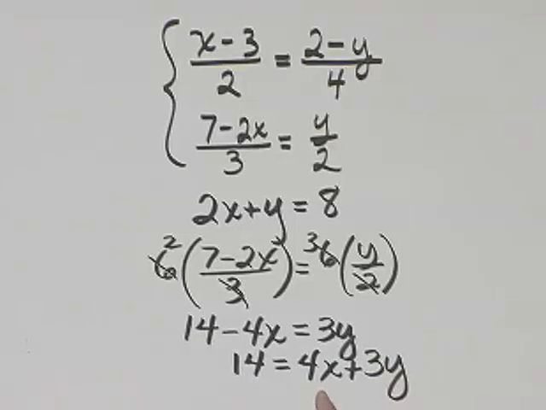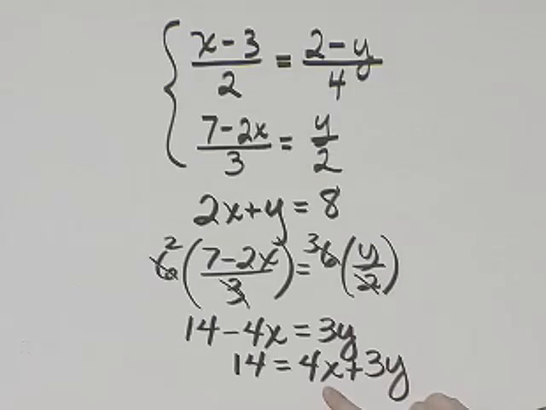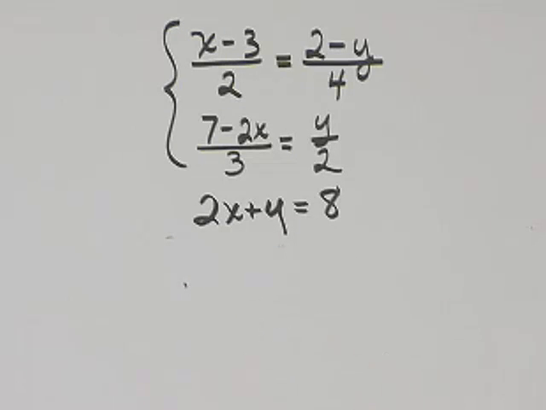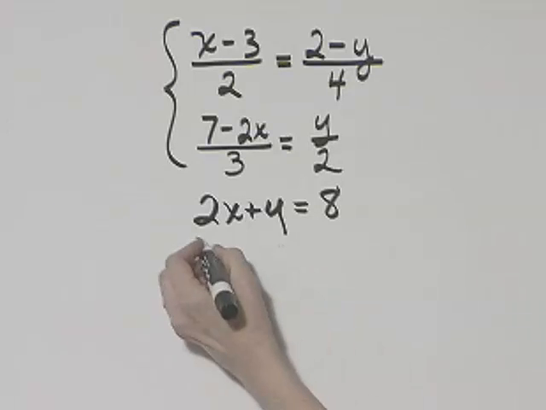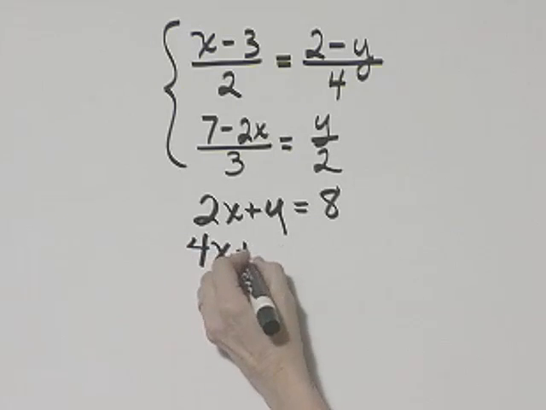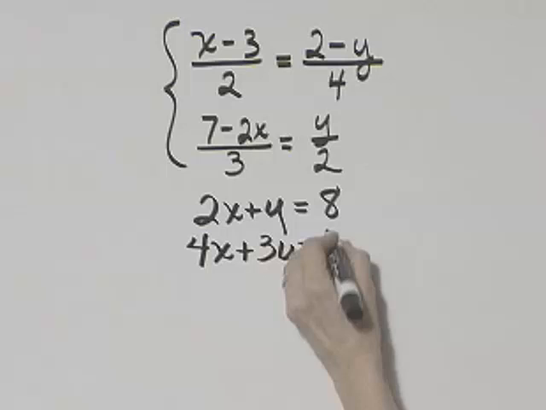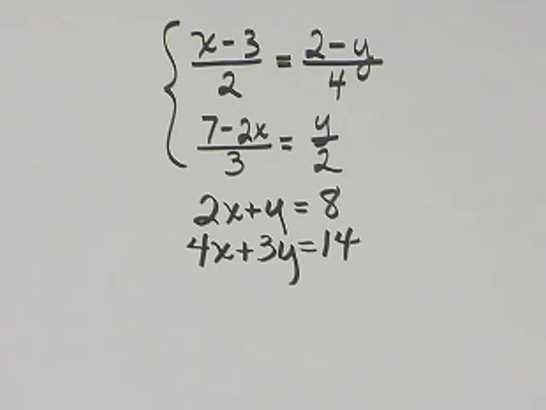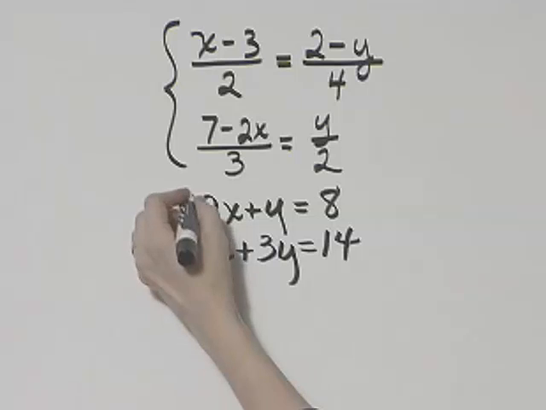In other words, I added 4x to both sides, but when I write it up here, I'm going to write it as 4x plus 3y is equal to 14. 4x plus 3y is equal to 14. All right. That was 4x plus 3y is equal to 14. These are equivalent equations to the original equations. So this is an equivalent system.